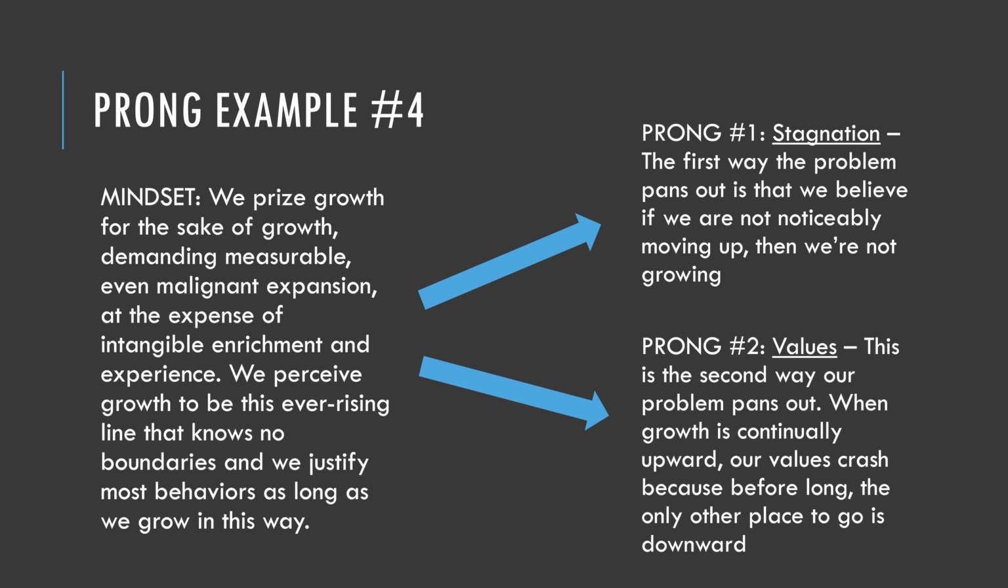And second is about values. This is the second way our problem pans out. When growth is continually upward, our values crash because before long, the only other place to go is downward. So in this second set of concrete examples, this second prong, Avi was getting at the idea that when we just value growth as continually being upward, we'll sacrifice our values.